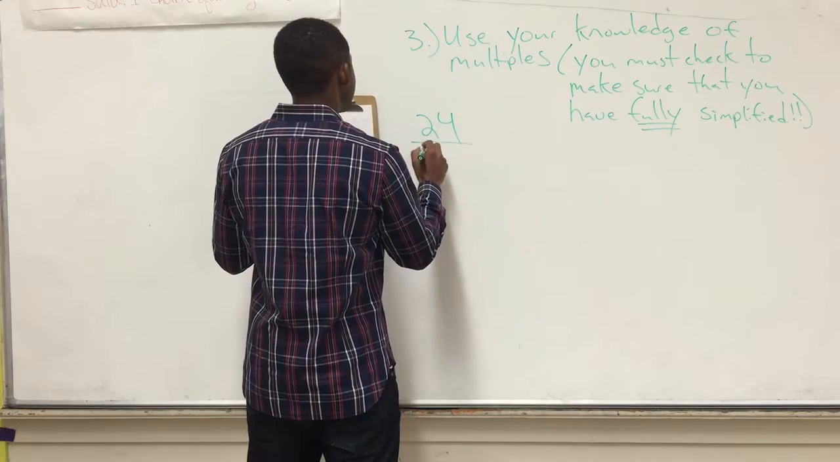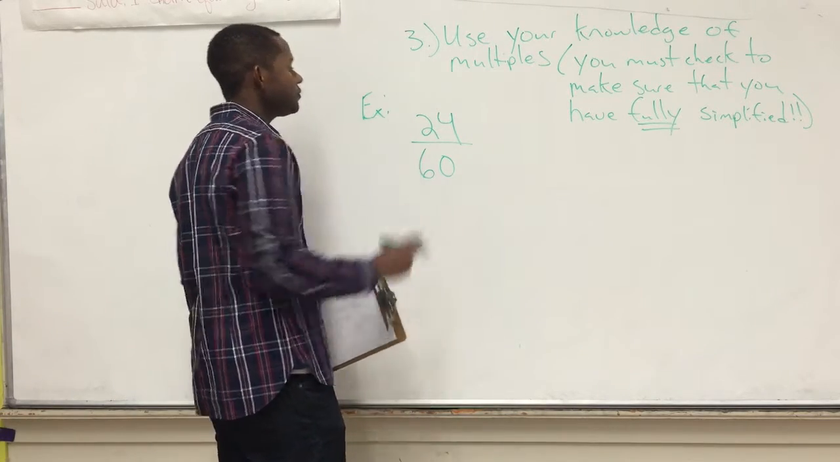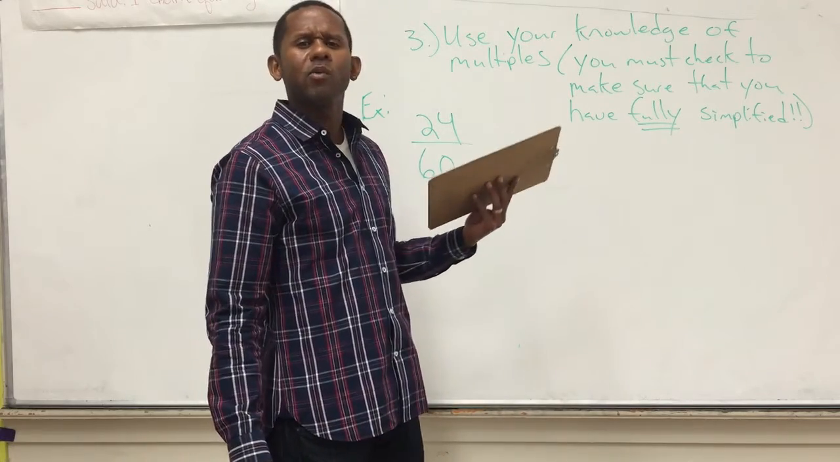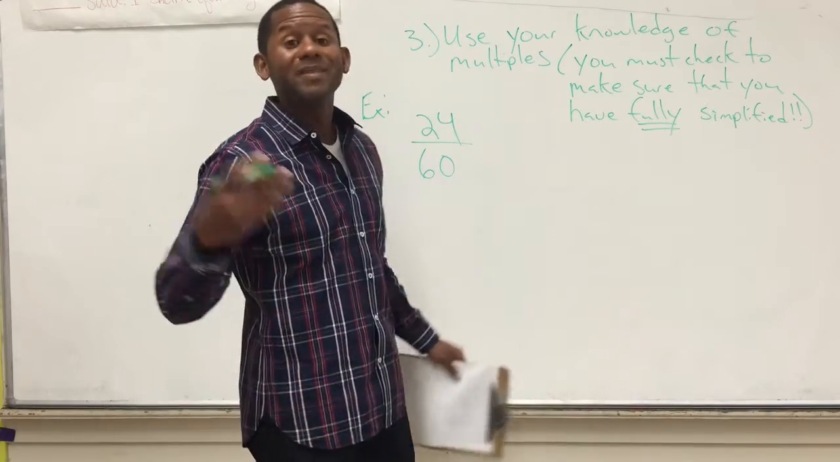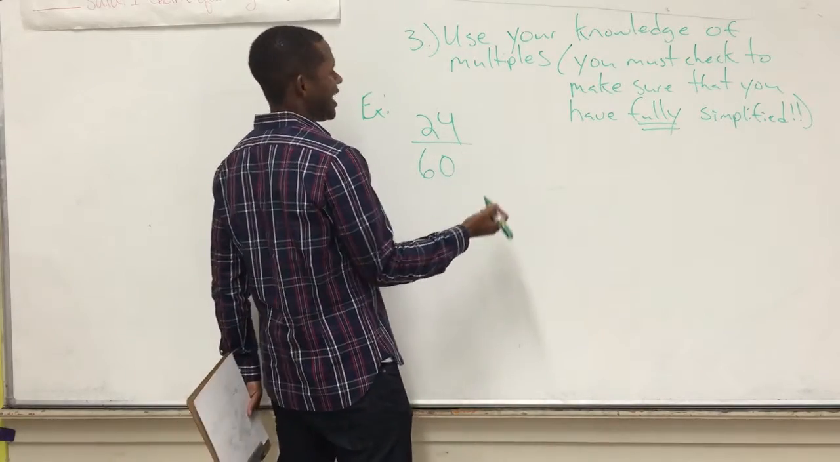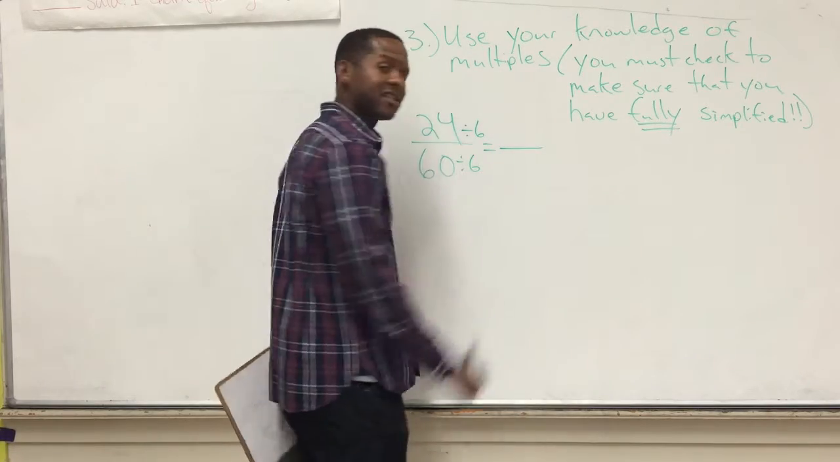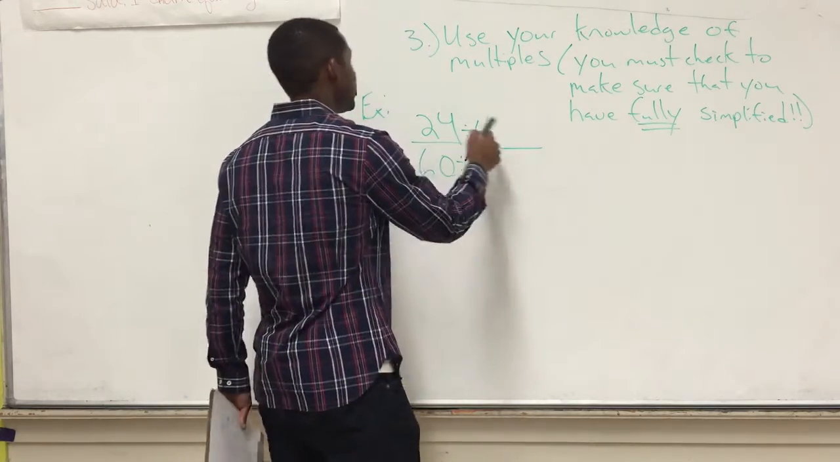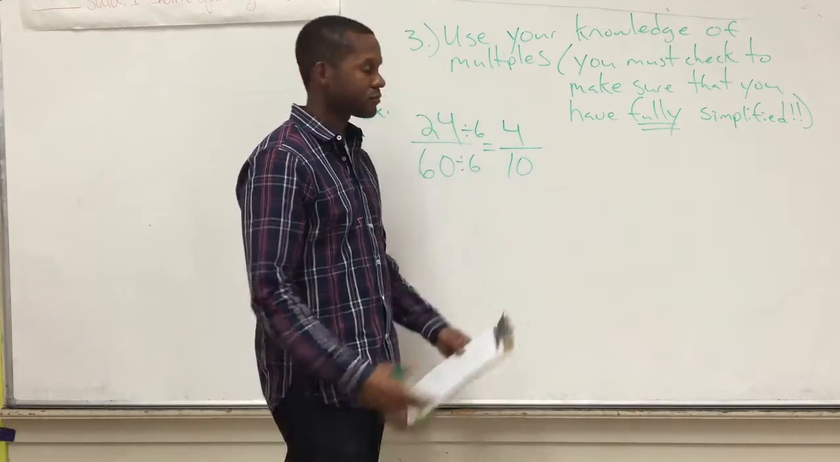So I'm going to take something like 24 over 60 as an example. So you might look at this and you say, okay, well, what's the biggest number I know of that can go in 24 and 60? And oh, maybe 6 pops right in your head. Oh, snap. Well, I know I can divide 24 and 60 by 6, and that's cool. Great. 24 divided by 6 is 4. 60 divided by 6 is 10.